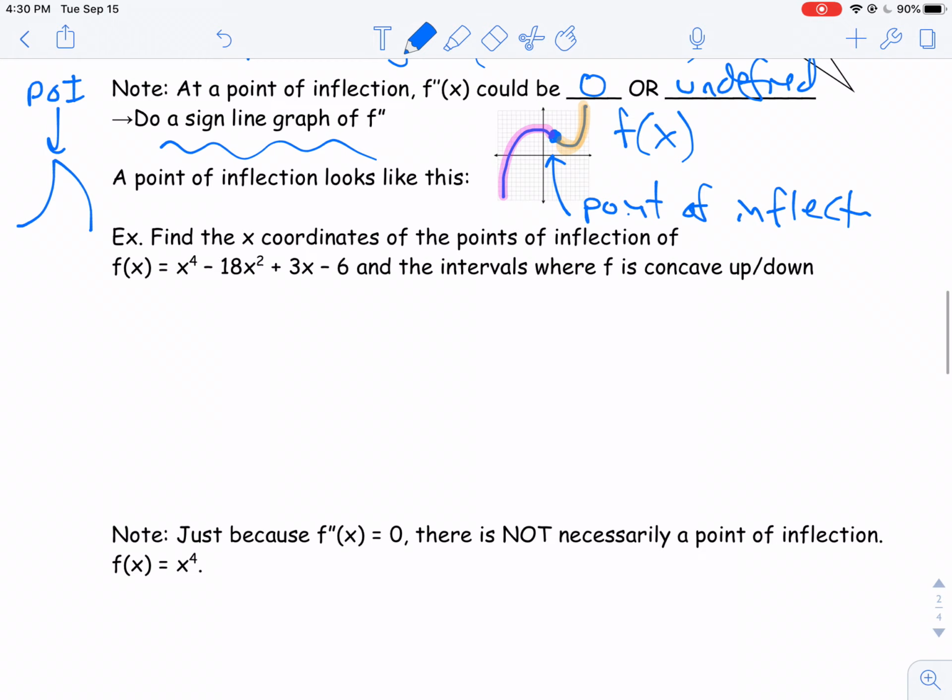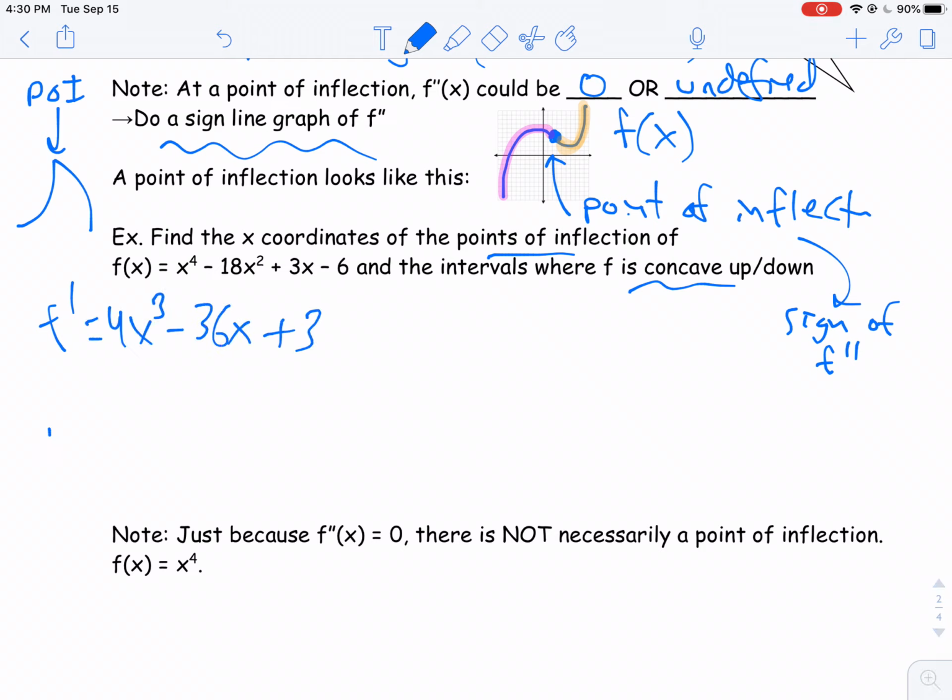Let's talk about a problem here where I give you a function, and I ask you to find the coordinates of the points of inflection and the intervals where f is concave up and down. So point of inflection, concave up and down, that's talking about the sign of f double prime. So I'm going to make a sign line graph. I've got to find f double prime first. So f prime here would be 4x cubed minus 36x plus 3. So my second derivative would be 12x squared minus 36.